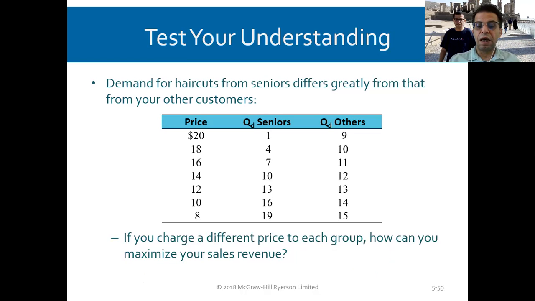But if we charge a different price to each group, how can we maximize the sales revenue? Now, instead of adding 1 plus 9, we multiply the senior quantity by the price, 1 multiplied by 20, and 9 multiplied by 20, and add them together. We do that for each price, and we select the highest number among them. Then we select the prices.